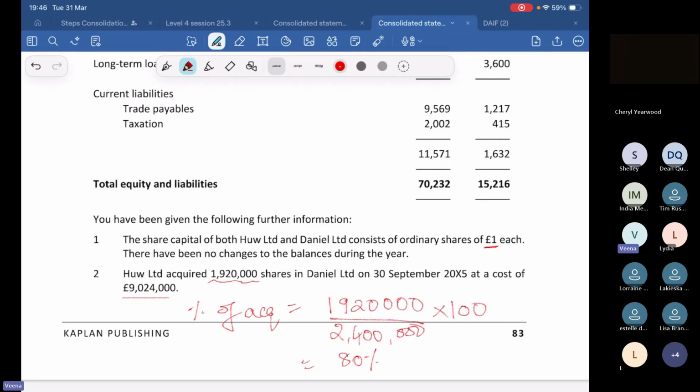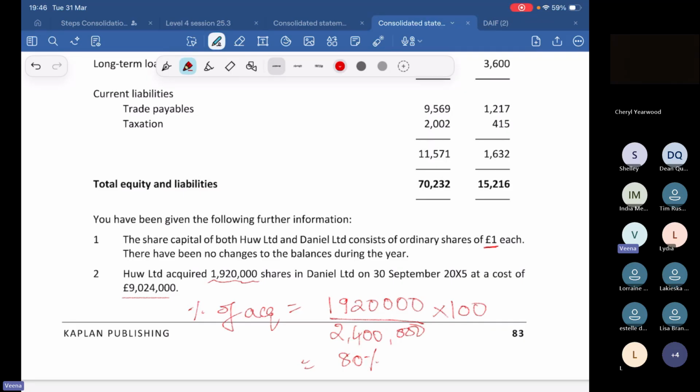Okay. What does that mean? Hugh Limited has taken over only 80%. The remaining 20% stays with Daniel Limited. So the percentage of acquisition is 80%, and that is always going to be your first task.